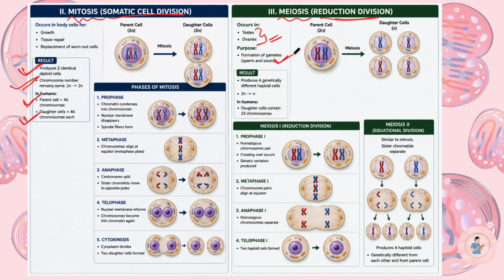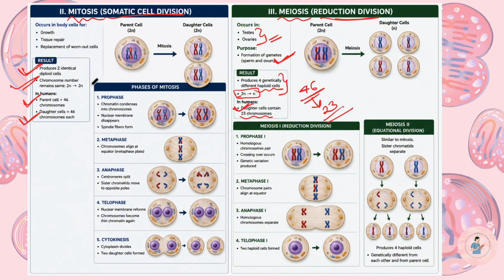The purpose is to form the gametes, okay. It results in four different haploid cells. The number decreases from 2n to n. In daughter cells they contain only 23 chromosomes, whereas the parent cell has 46 chromosomes. It divides and only 23 chromosomes remain, fine.